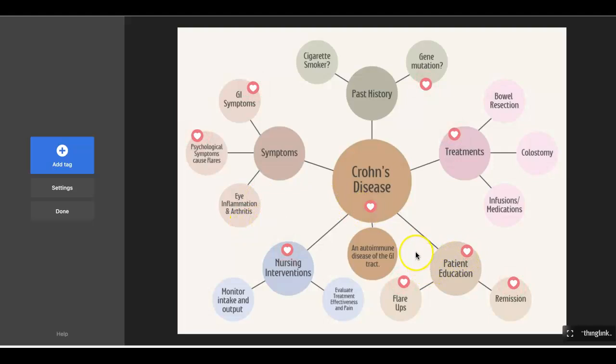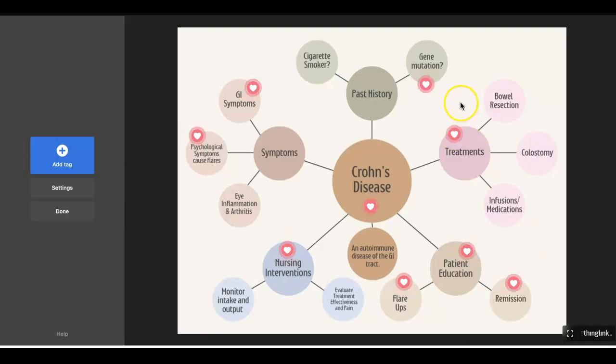Patient education. One thing that we really need to make sure our patients understand is that flare-ups are possible at any given time, and so they need to be aware of different ways to take care of that. So in the case of a flare-up, they need to come to the hospital. But once we have our patient in remission, we want to keep them in remission. Some ways to do this are eating healthy foods that don't upset their stomach, exercising daily, and ensuring that they're getting enough water.